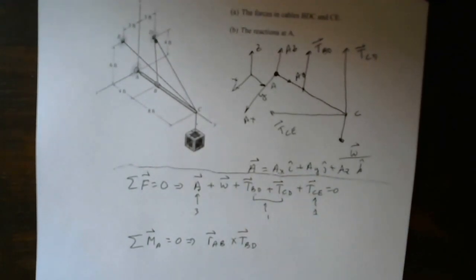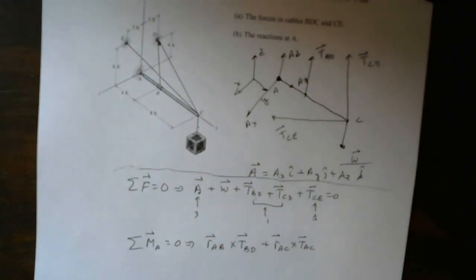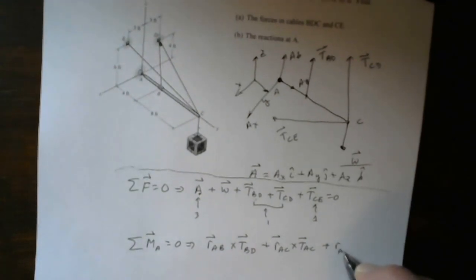That's one. That's the moment about A caused by TBD. I have RAC cross TAC. Okay, that's the second term. I have plus RAE, or RAC, I use C, sorry. RAC, again, it makes no difference, cross TCE.